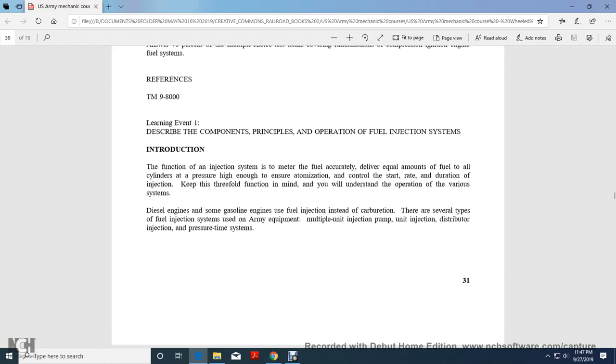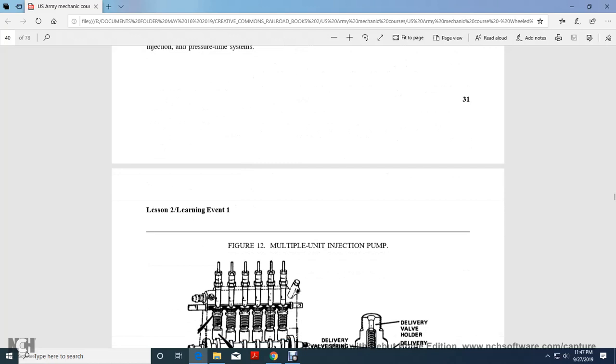Keep all three of these functions in mind and understand the operation of the various systems, diesel engine and some gasoline engine fuel injection, instead of carburation. These are the types of fuel injection systems, or even the Army equivalent: multiple unit injection pump, unit injection, distributor injection, and pressure time systems.